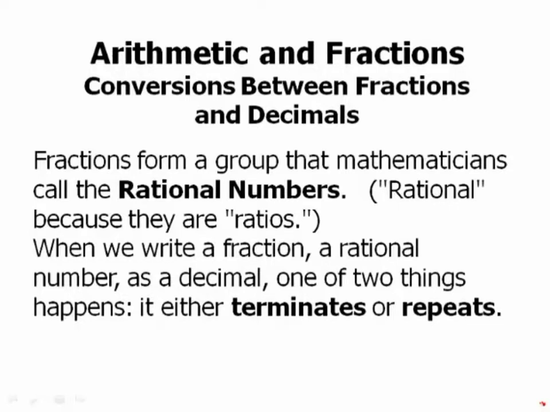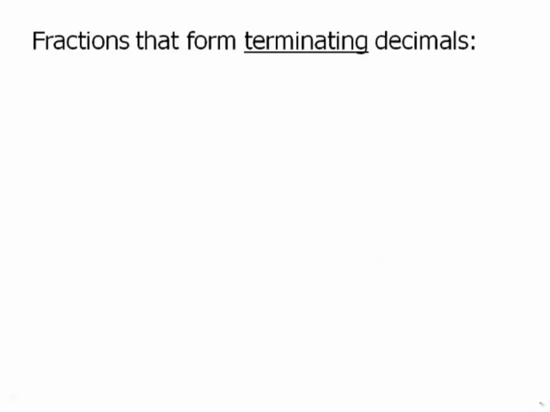Well, those are fancy words. What does that mean? Fractions that form terminating decimals. Terminating simply means coming to an end. So very simply, if we write 1/4 as a decimal, it's 0.25. After two places, the decimal just comes to an end. There's no more decimal after that. There are just two decimal places. That's a terminating decimal.